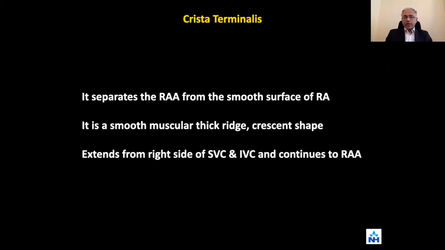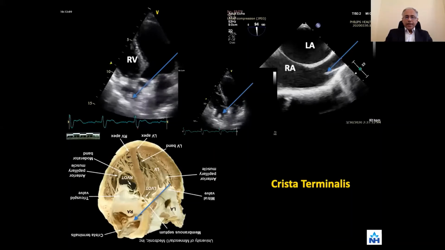So how do we define it? A Crista Terminalis separates the right atrial appendage from the smooth surface of the right atrium. It is a smooth, muscular, thick ridge, crescent shaped, extending from the right side of the SVC and IVC and continuing to the right atrial appendage.